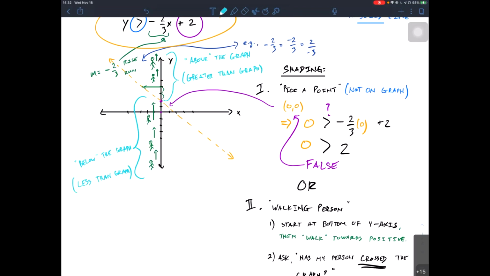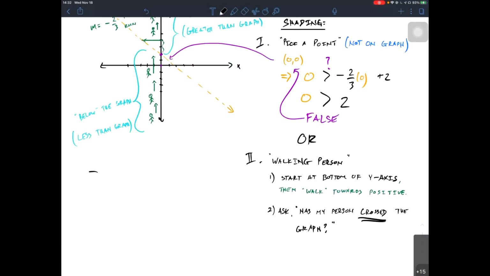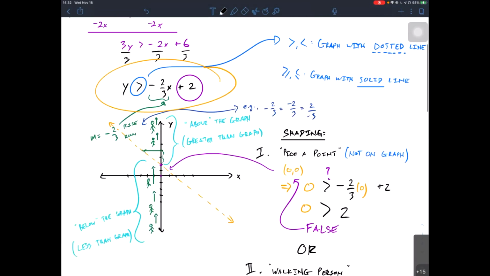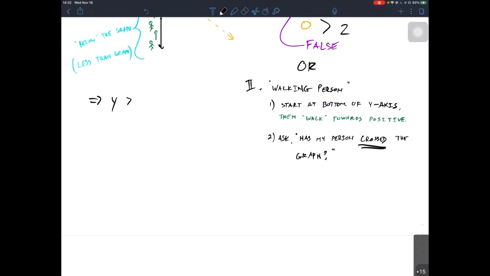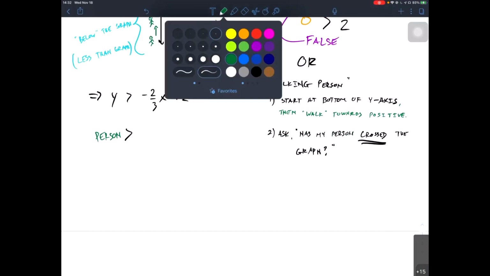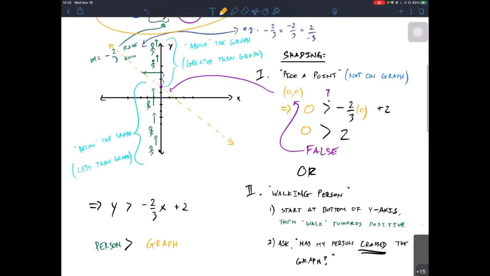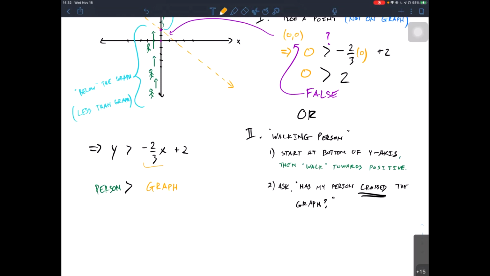Well, if we rewrite our original equation, which is right here, y is greater than 2/3 x plus 2, right? This roughly translates whether your person is greater than or less than the graph. The graph is actually, that dotted line is technically on this piece, right?